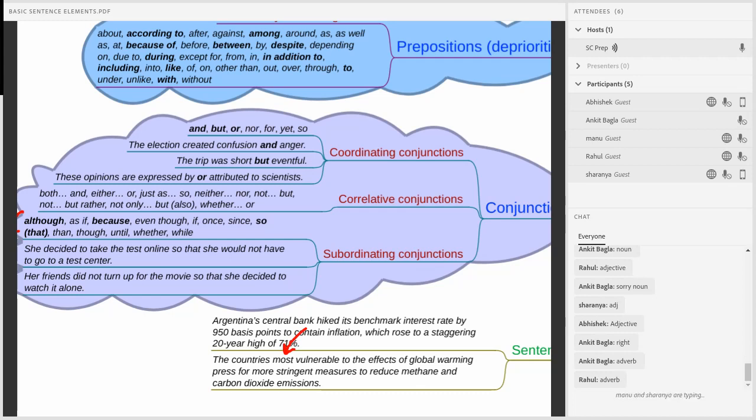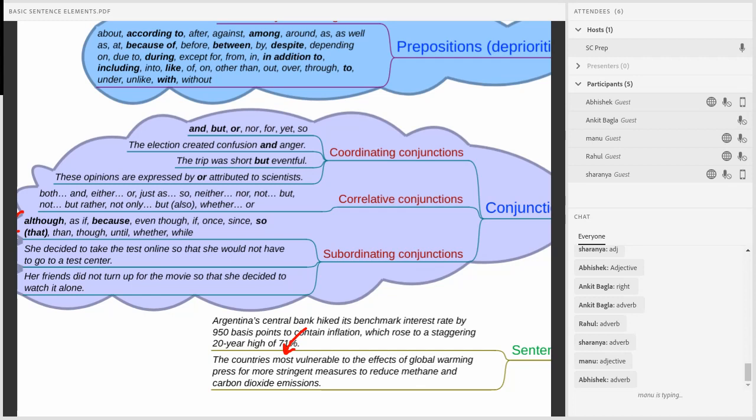Oh, I've already got answers. Adverb, adverb, adverb, adjective, adverb. Okay. Guys, it's an adverb. The country's most vulnerable, right? Now, if you think about what the word vulnerable is, it's an adjective. Vulnerable is an adjective, but most is an adverb.